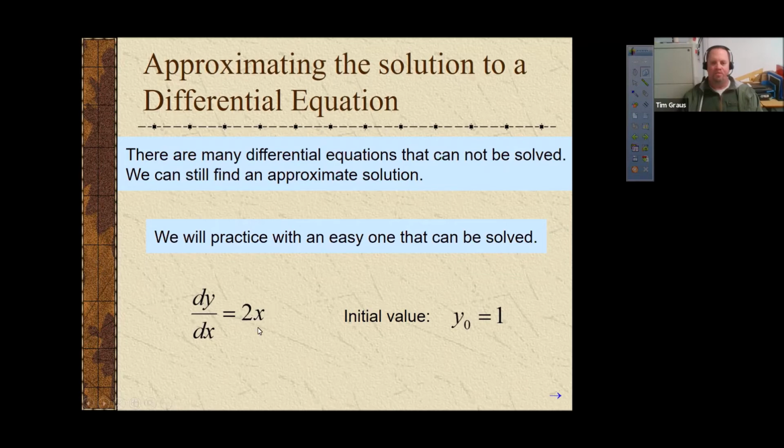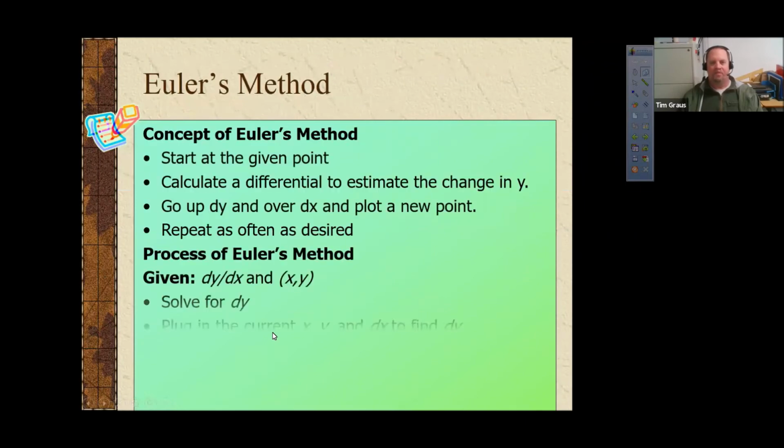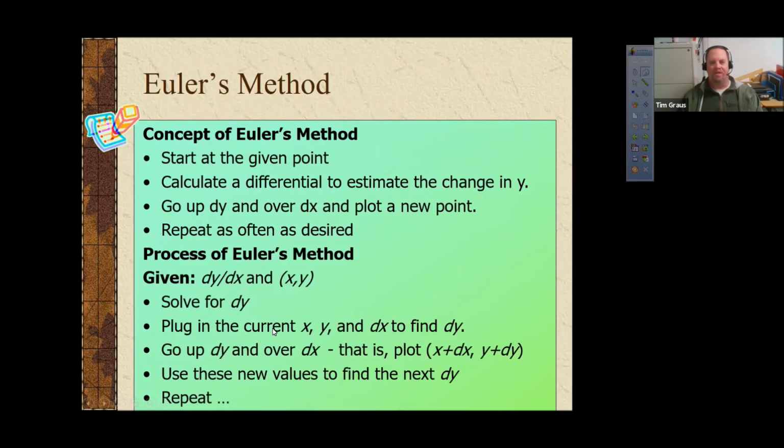Now, 2x is not a very difficult formula to find the antiderivative of, but let's follow Euler's method just so we can see how this whole thing works. Here are the steps that we're going to follow. The concept is we're going to start at a given point, calculate a differential to estimate the change in y. Then we'll go up dy and over dx and plot a new point. This is similar to how we've graphed linear equations in the past.